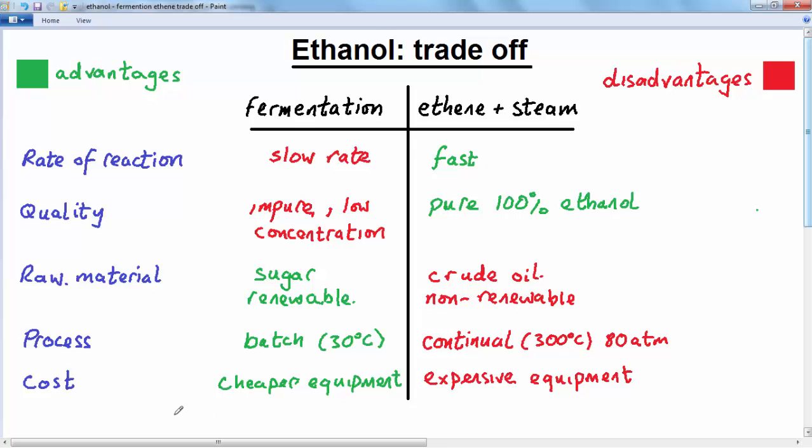And so we have quite high labour costs, whereas in the case of the ethene and steam production of ethanol, you've got fewer people employed, and while they're being employed, ethanol is being produced constantly, so we have lower labour costs.